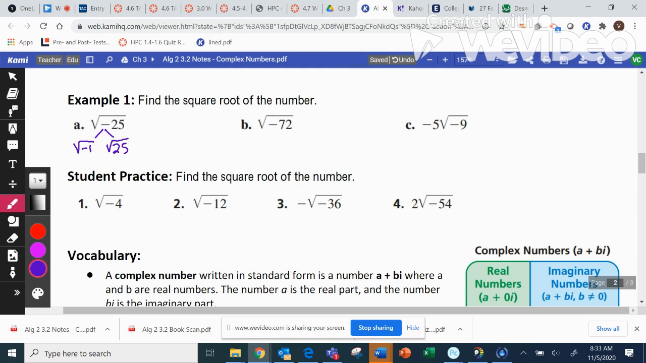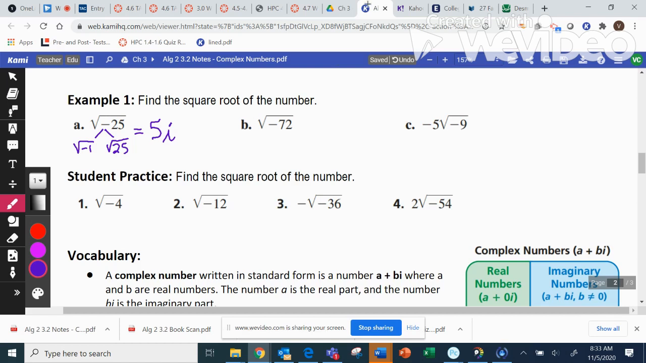Aya, what's the square root of 25? Oh, you're telling me the whole answer? Yeah, 5. And then the square root of -1 is i. So my answer is 5i.